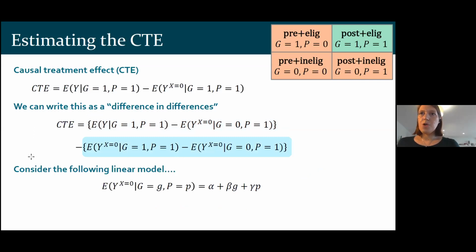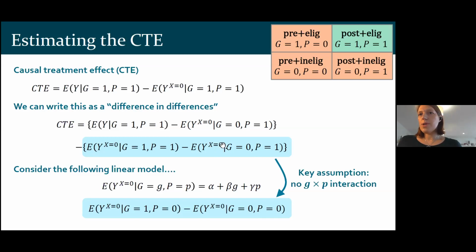requires just a bit more thought, for me at least. So let's think about this linear model for this expectation. Here I've got the expectation of this counterfactual outcome, conditional on G and P, takes this linear form. And if we just write it out, we plug that into these expectations here, what we can show is that this difference in expectations can be written as we've shown at the bottom here. So all we've done is we've switched P equals 1 to P equals 0.